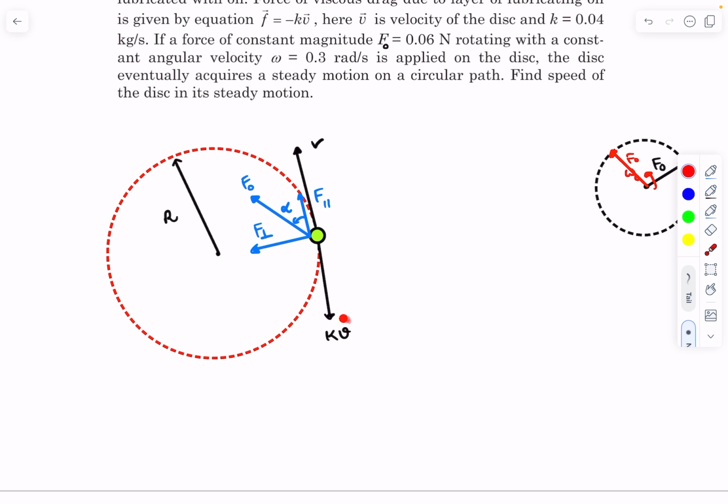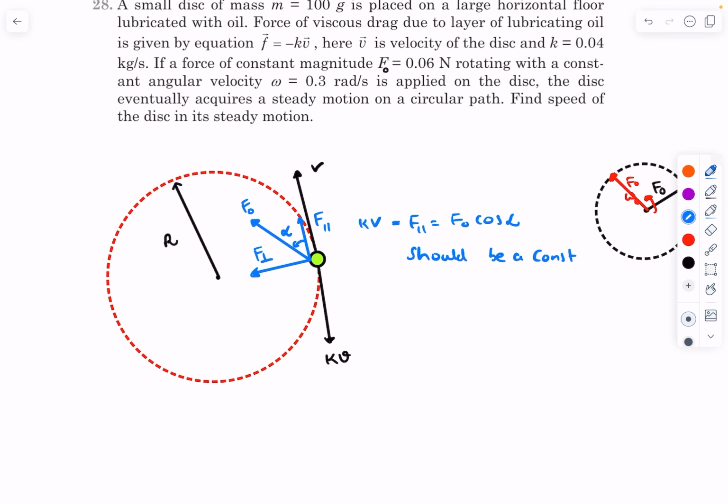Which means the viscous friction, which means the friction is also constant. Now, if the friction is constant, then f parallel should also be a constant, right? Its magnitude should be equal to kv. What that means is f parallel, which is actually f naught cos alpha, should be a constant, and this should actually be equal to k times v.